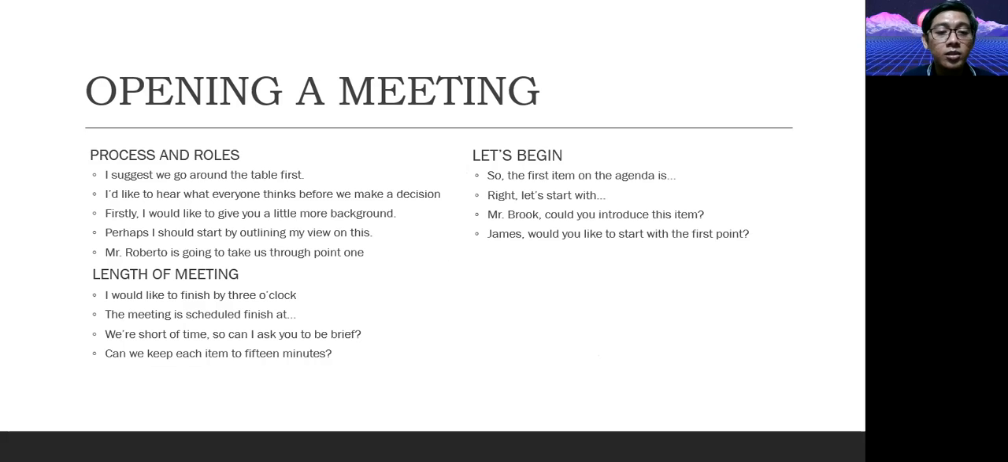The expressions that we can use for process and roles: the first one is, I suggest we go around the table first. Then, I'd like to hear what everyone thinks before we make a decision. And then, firstly, I'd like to give you a little more background. And perhaps I should start by outlining my view on this. And then the last of process and roles is, Mr. Roberto is going to take us through point one.